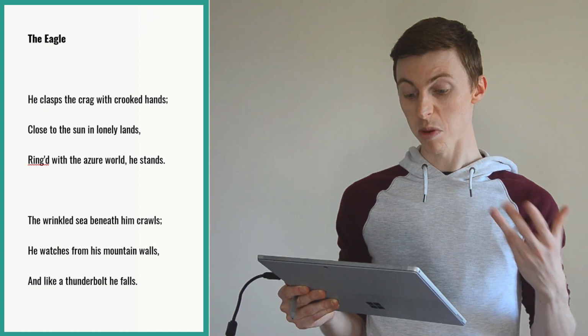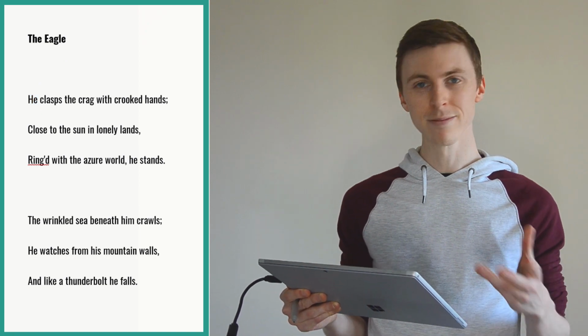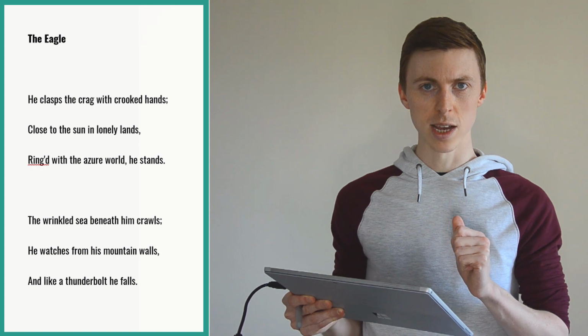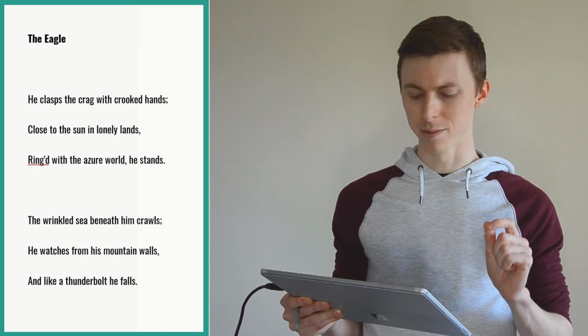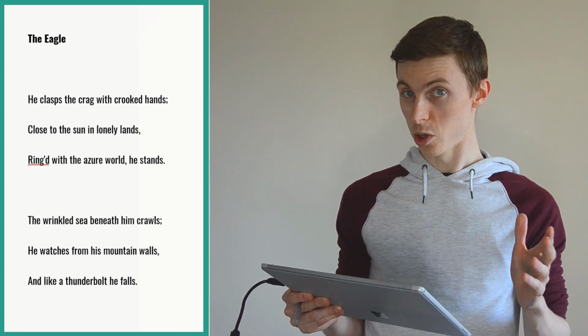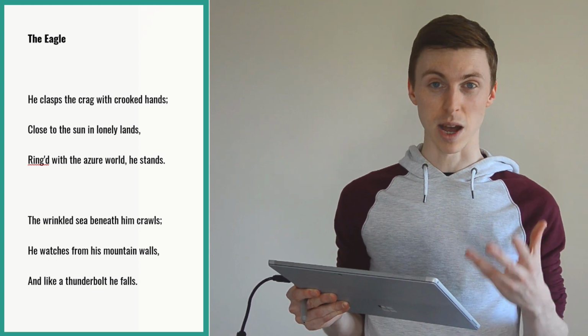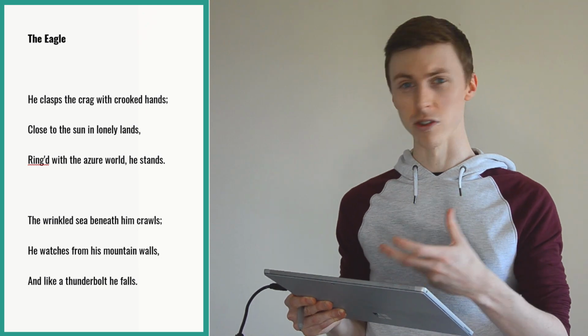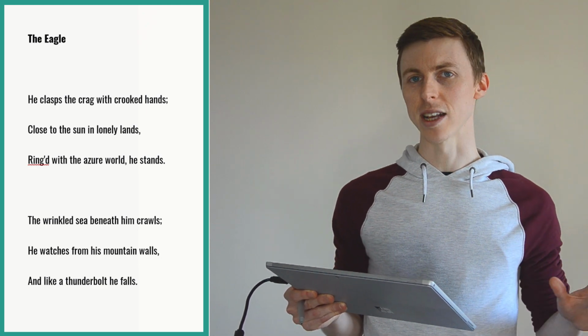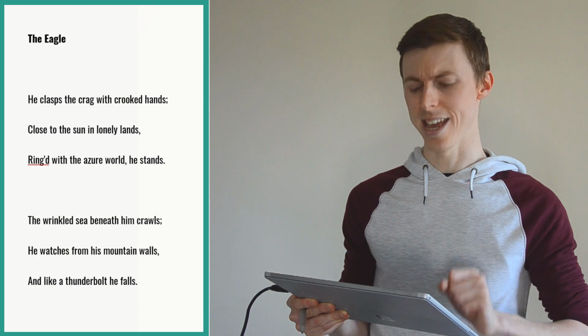Is the speaker a person or another animal, we might ask? Well, one thing we should be aware of is avoiding too much speculation. If it's not really important who the speaker is, we probably don't want to spend too much time speculating about whether it's this animal or that animal or a hunter or whatever. Let's just leave that to the side for the moment and focus on what's actually in the poem.